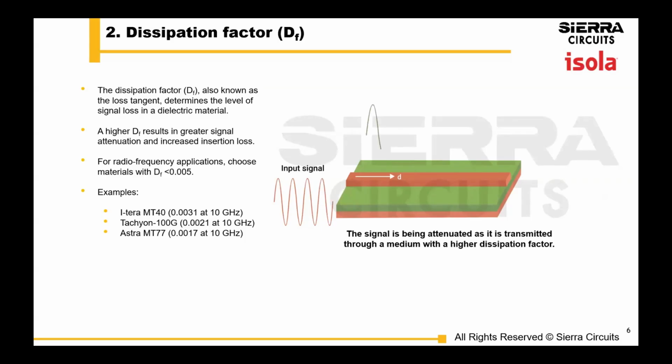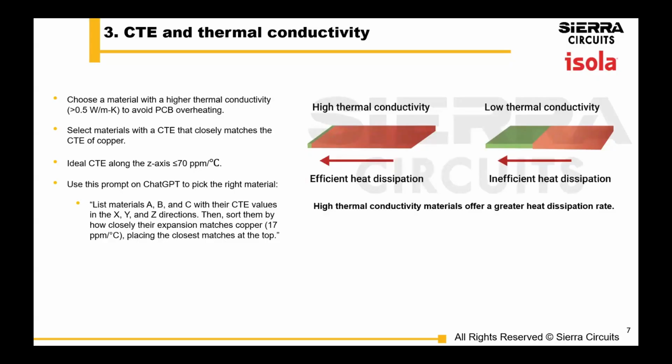The next key electrical property is your dissipation factor. The dissipation factor measures how much signal loss occurs in your dielectric material. A higher Df means greater signal attenuation and increases insertion loss. So you want to choose materials with dissipation factors like 0.005, and here are some examples that Isola has. These are all easy to work with as a fabricator, so that's a key point we'll be hitting later: how does a material process?